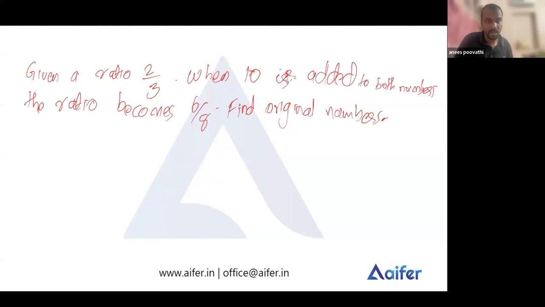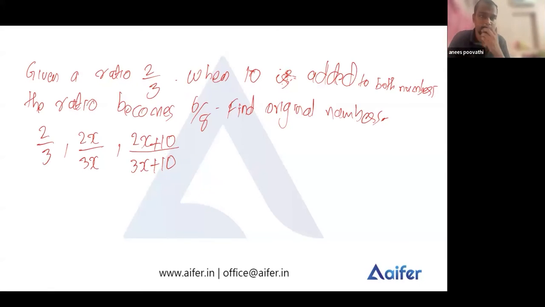So similarly, here the question is: given a ratio 2/3, when 10 is added to both numbers. So what will we have? We can write 2/3 as 2x/3x, which becomes 2x plus 10 by 3x plus 10.